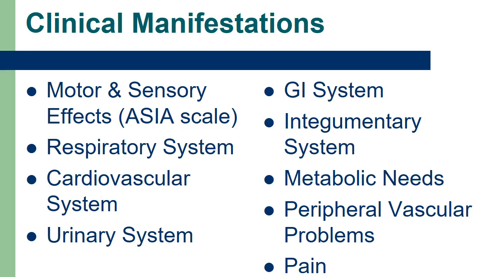In the GI system, we can have paralytic ileus and hypomotility in patients with spinal cord injuries, especially at the area of T5 and above.